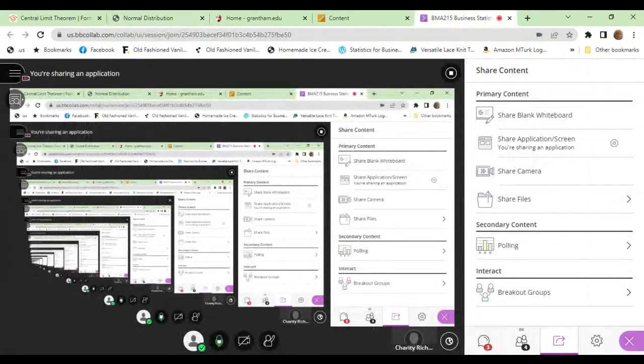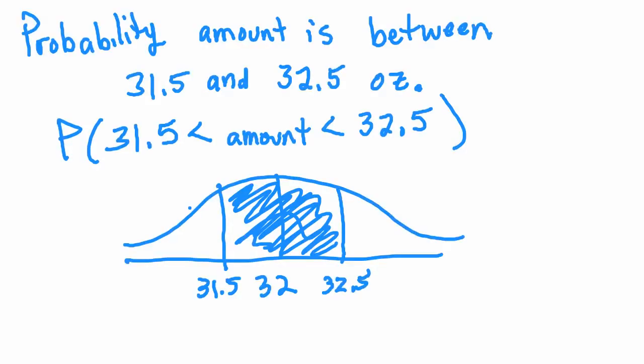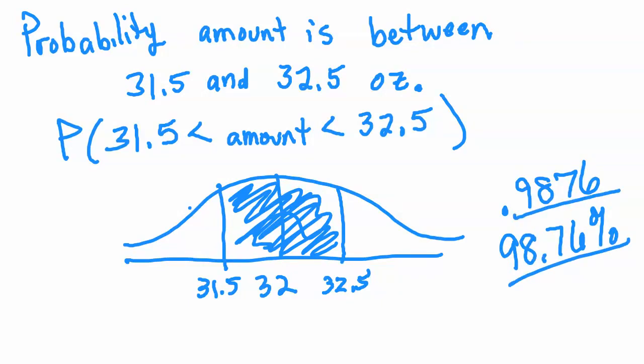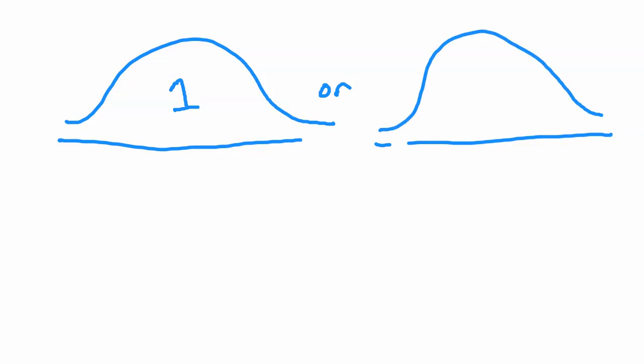So the answer to that would be 0.9876 or 98.76%. So let me make sure you understand that the whole area under here is either 1 or 100%. So if you want to do decimals, you don't have anything bigger than 1. If you want to do percent, you don't have anything bigger than 100%.